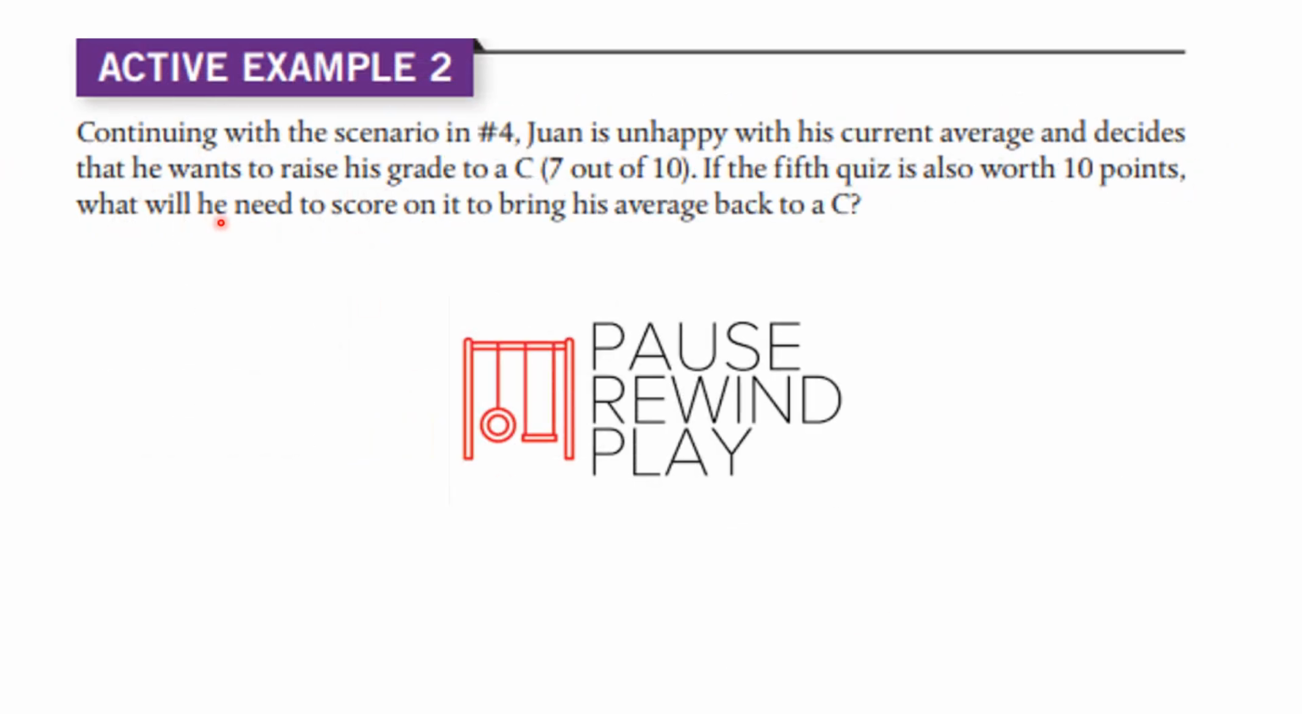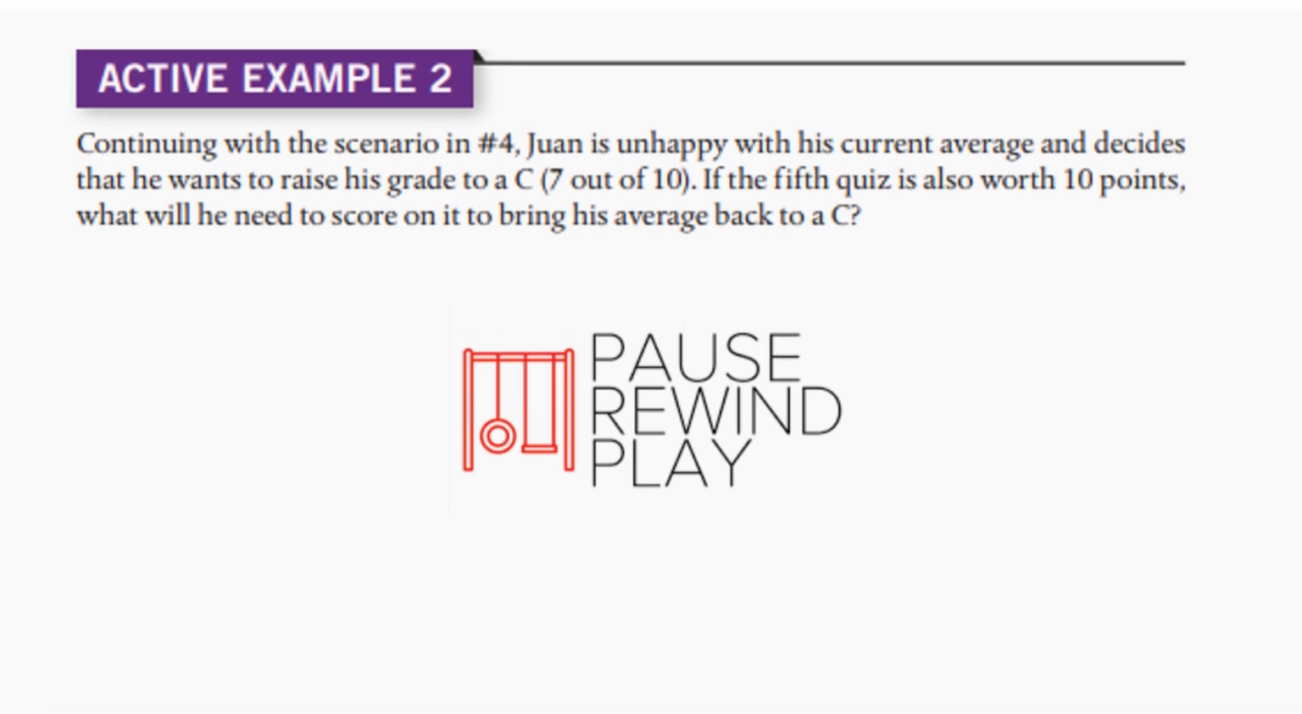Now, we'll continue the same example, but he's unhappy with his current average because that might be a D. He decides he wants to raise his grade to a C, and that means it's an average of 7 out of 10. Now, the 5th quiz is worth 10 points. What will he need to score in it to bring his average back to a C? This is similar to the first problem we did. Please pause the video.